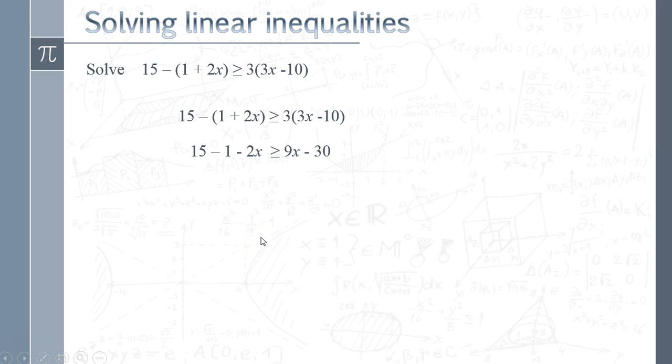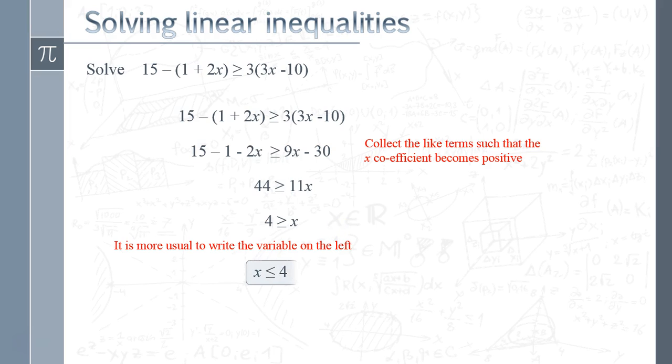Now what I'm going to do is collect all my x's together. It might be that I choose to collect them all on this side, which will give me negatives. So I'm going to choose to collect them so that my x terms become positive. I'm going to do it such that the 2x comes over here and I end up with a positive 11x. And that 44 has just come from gathering all the constant terms together. So there we go, we've got 4 is equal to or greater than x, and again it is more normal just to write it as x is less than or equal to 4. And hopefully you can realise that those two statements are exactly the same thing. Sorted.